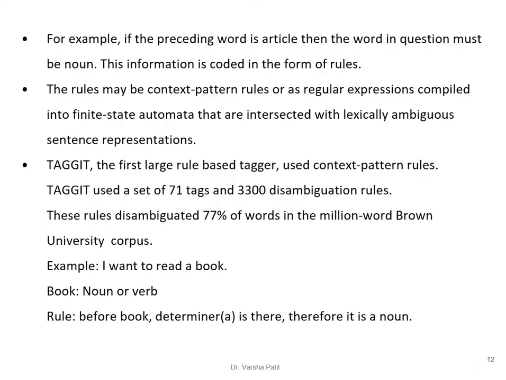These rules disambiguated 77% of the words in the million-word Brown University corpus. So they checked on the Brown University corpus, and the success rate is 77%. For example, I want to read a book. Here book can be a noun or a verb. Rule: before book a determiner is there, therefore it is a noun. So in this way they made the rules, that is 3300 disambiguation rules, and based on that they check the pattern, access the lexicon every time, and assign the part of speech tag to that particular word.